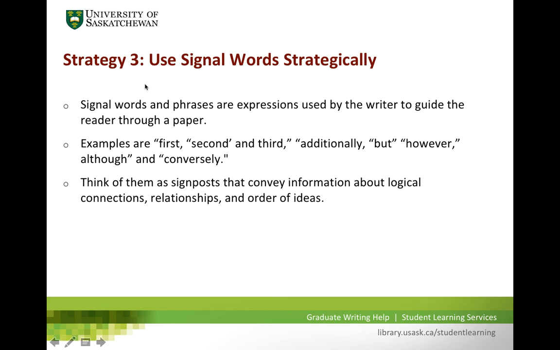I'm going to move on to the third strategy now, using signal words strategically. So what are signal words and phrases? They are expressions used by the writer to guide the reader through a paper. The examples are first, second, and third, additionally, but, however, although, and conversely, and there are many others. So think of these signal words and phrases as signposts that convey information about logical connections, relationships, and order of ideas.